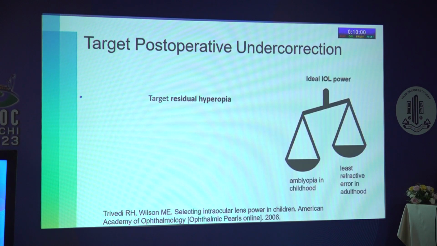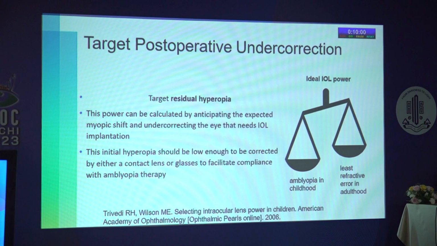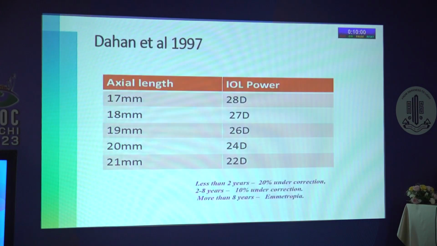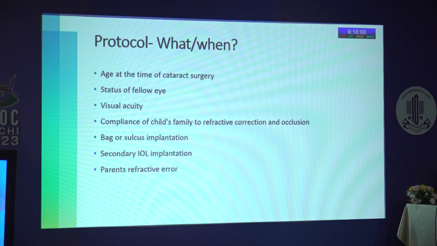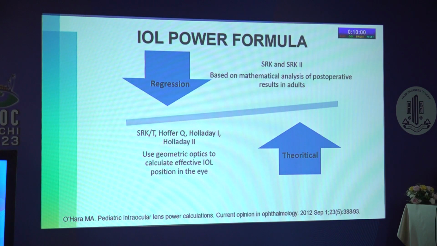Yes. So what is the target? Residual hyperopia. Next. This is what we aim for. With a 17 millimeter axial length, this is the approximate IOL power in a normal eye. So this is the protocol. When to implant an IOL, in the bag or in the sulcus. These are SRK, SRK2. The commonly used are SRK2 and SRKT.